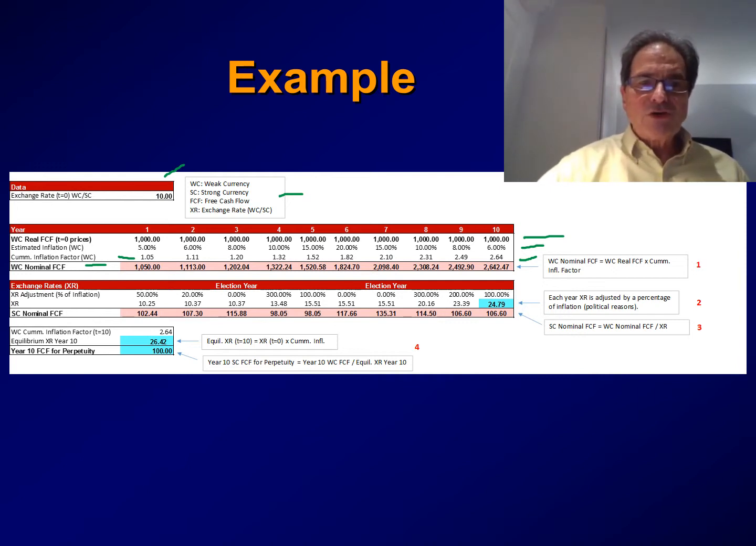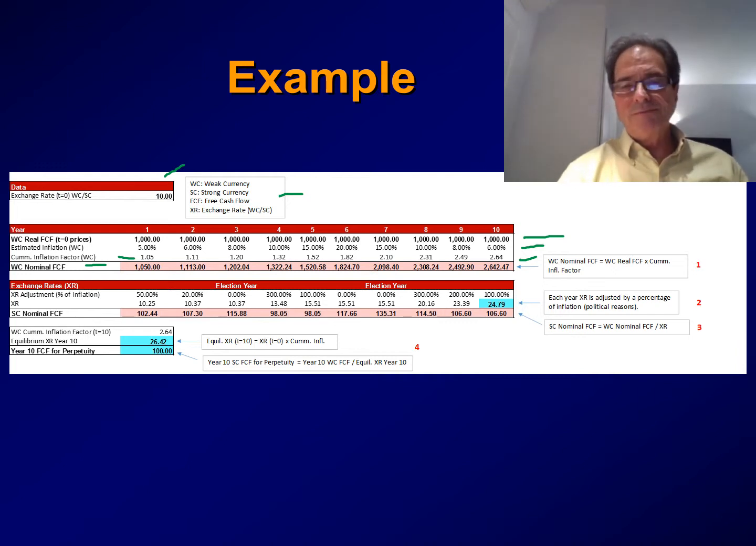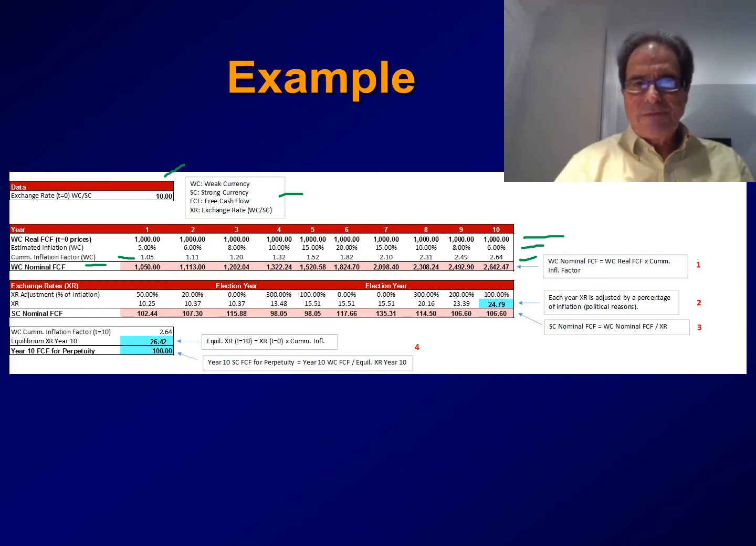Now let's focus on the exchange rate. We will assume that the exchange rate will not be adjusted in tandem with inflation. Some years the adjustment will be less than the corresponding inflation, some years will be more. And the reason why the exchange rate does not evolve with inflation as it should evolve is because of political reasons. Okay? And this is very common in emerging markets.